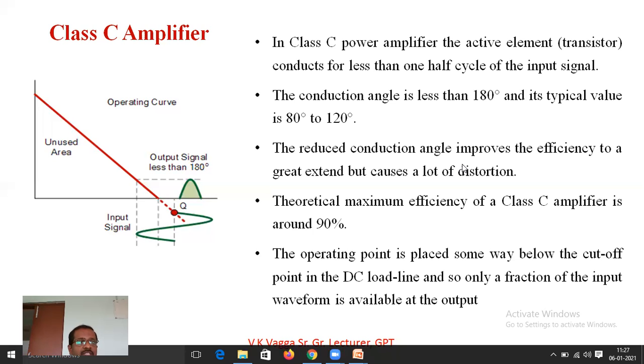Then in class AB, it should be above 180 degrees and below 360 degrees. Similarly, the efficiency should be above 50% and less than 78.5%. Here in class C, it is going to conduct less than 180 degrees, so the efficiency is more than 78.5%. This reduced conduction angle improves the efficiency to a great extent, but it causes a lot of distortion.